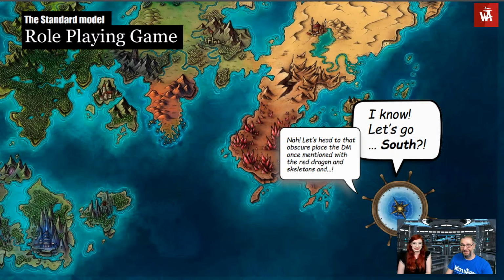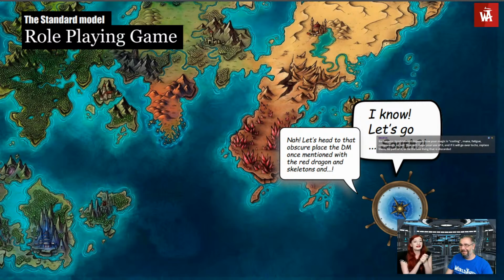Exactly like this. So for those of you who can't read this, if the screen is too small, the two speech bubbles said, "I know, let's go south. No, let's head to that obscure place the DM once mentioned with the red dragon and skeletons," and the DM, of course, is sweating at this point because they haven't built that thing yet. And yeah, they're going to get there really soon.